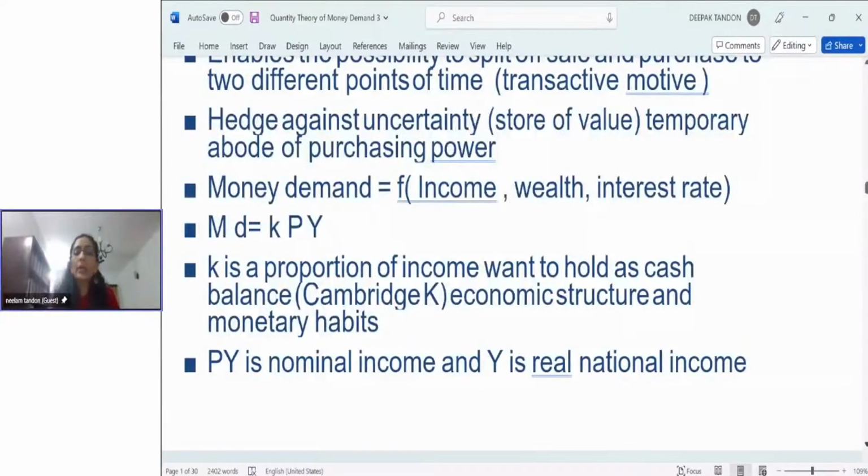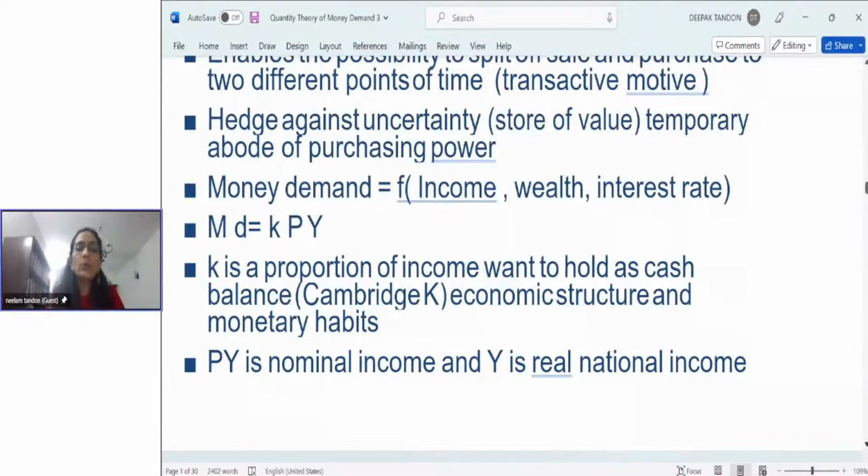So that's economic structure. If economic structure is optimistic and the country is prospering, then K value will increase. Monetary habits: people in a country who want to spend more and more, or are more consumption prone, then in that case, K value will increase. And if K value increases, that means money demand in the economy will increase. So this is the concept of Cambridge K, which is given by Pigou.